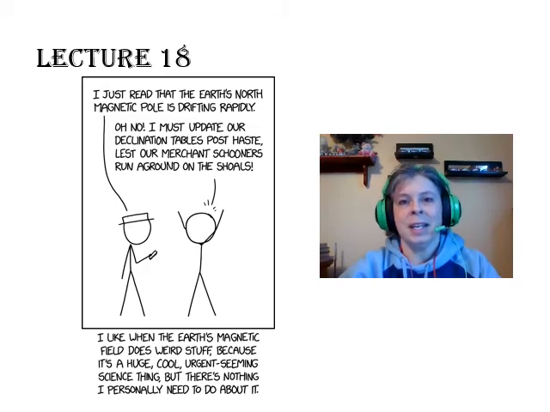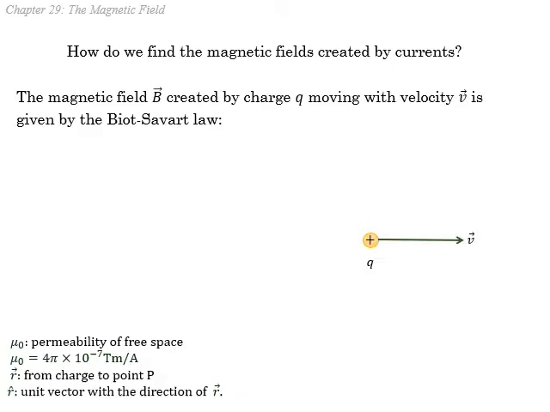Welcome to Lecture 18. In this lecture, we're going to be talking about the magnetic fields created by current carrying wires. Since we've established that we know there are magnetic fields created by currents, the next thing we want to do is start working towards what is that relationship. If we know the current, how do we find the field?